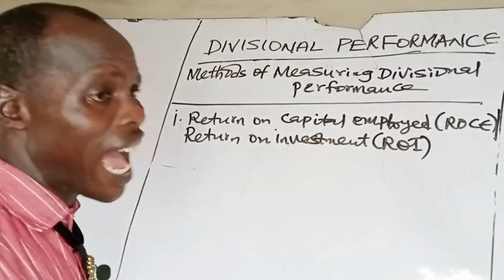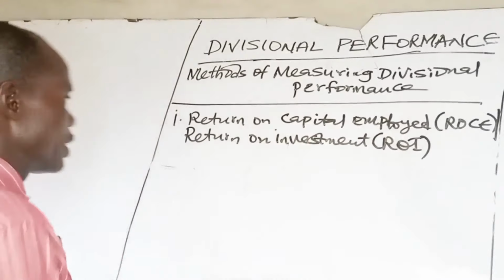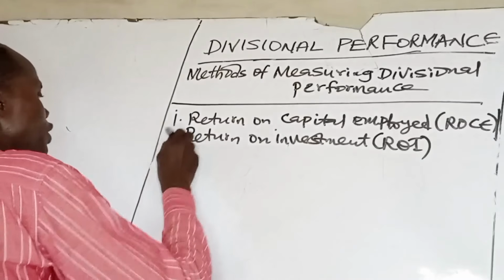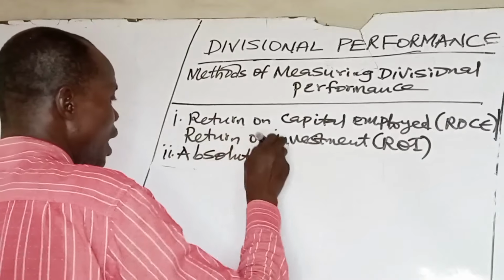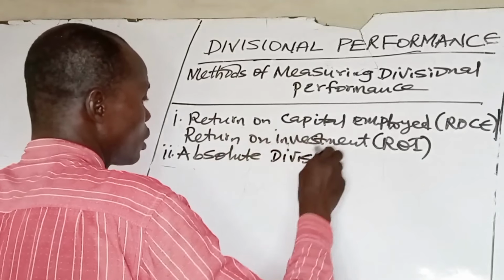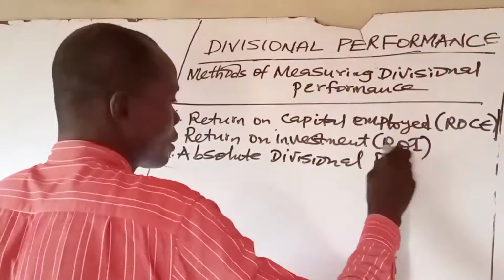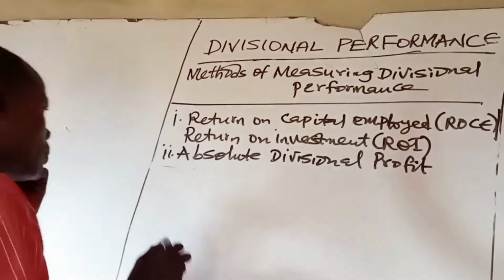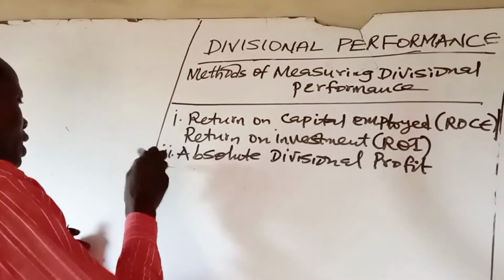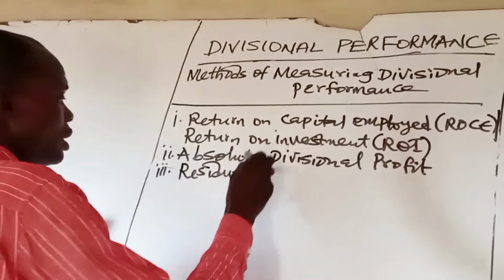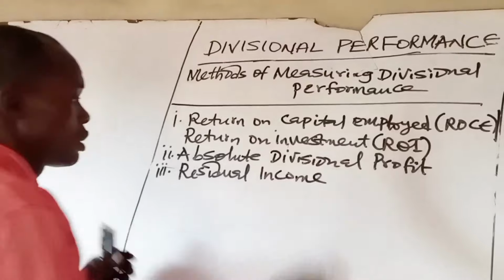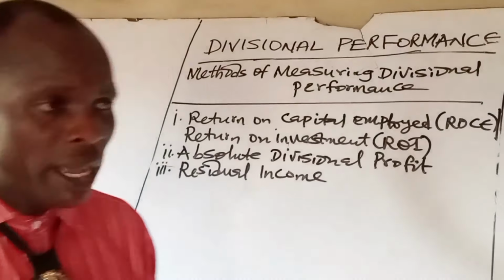Number two method is absolute divisional profit. The third method is residual income. These three methods will be examined.